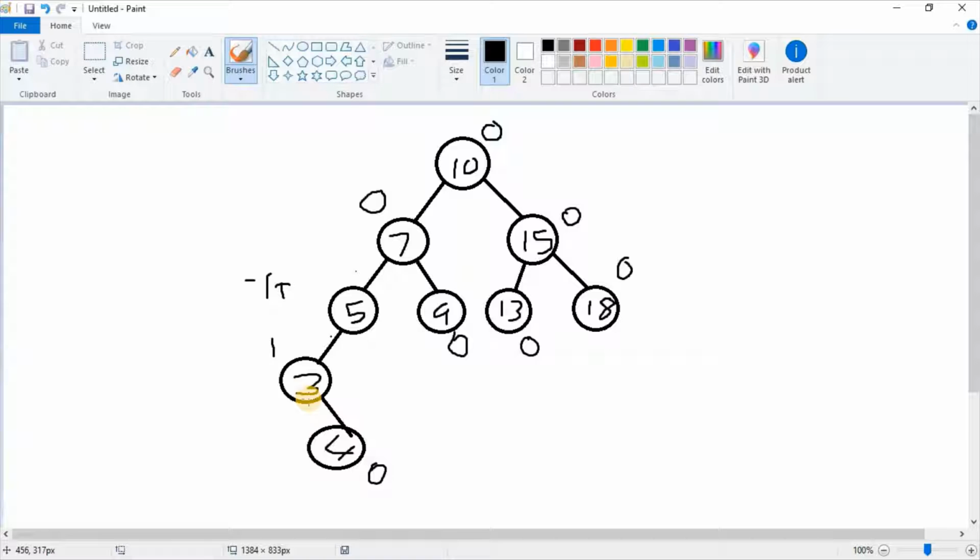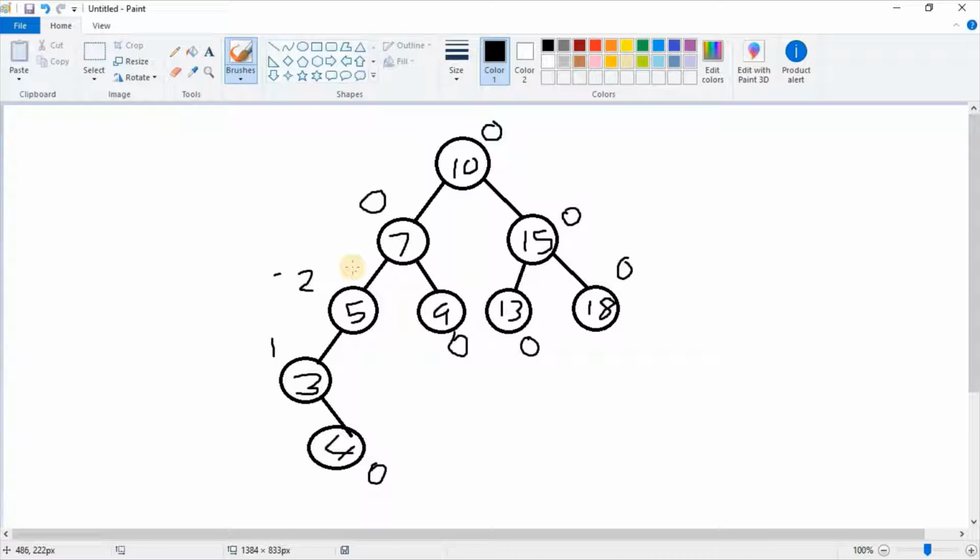But if there's any element on the left side, you have to multiply it with negative 1 and then add it over there. So we add minus 1 again from the left side, and there's nothing on the right side, so the contribution from the right side is 0. So the balance factor of 5 will be minus 1 plus minus 1, which is equal to minus 2. So this is the balance factor of 5.